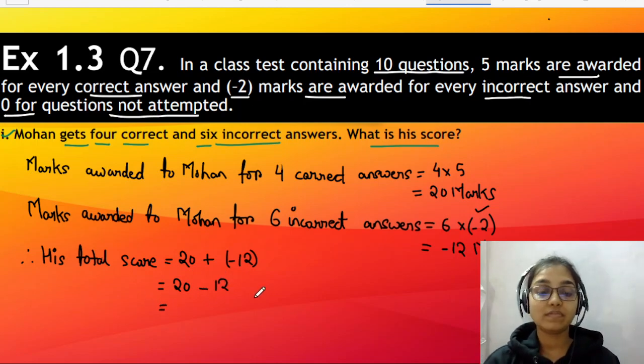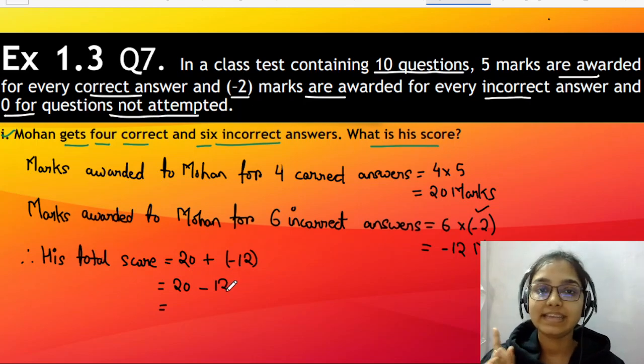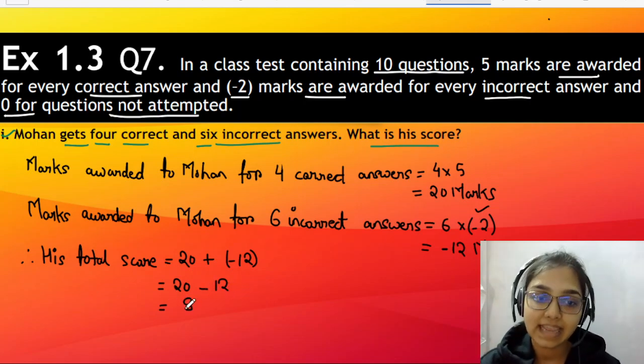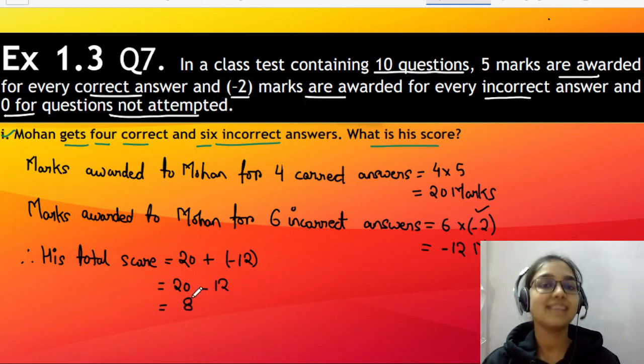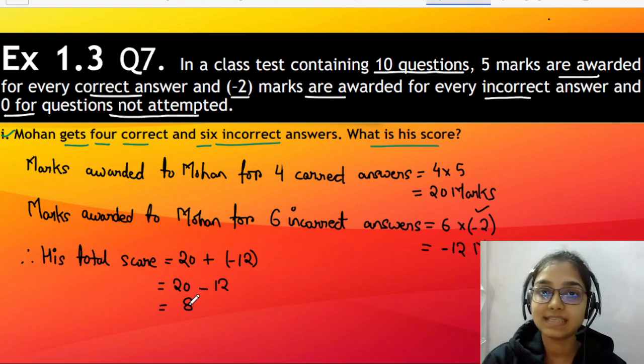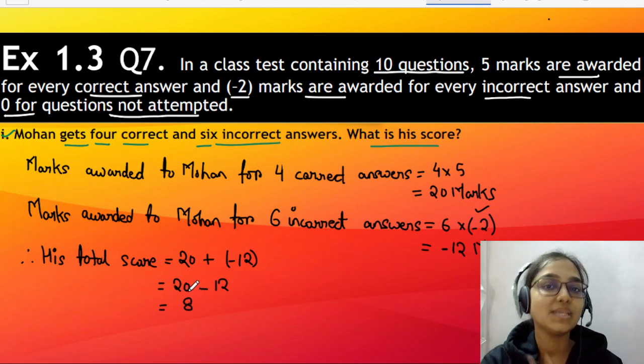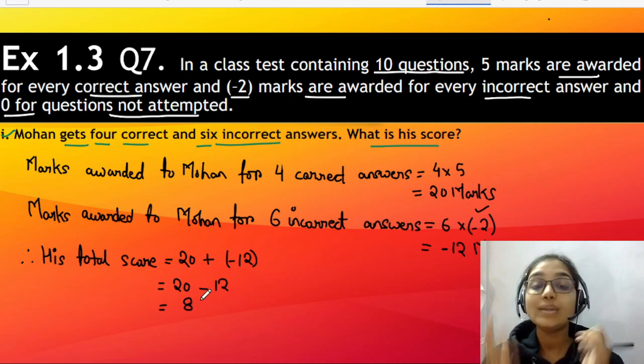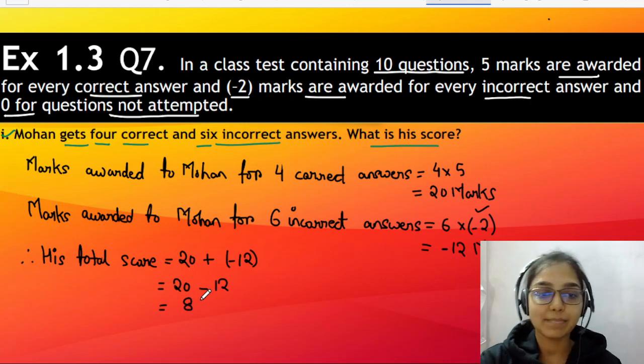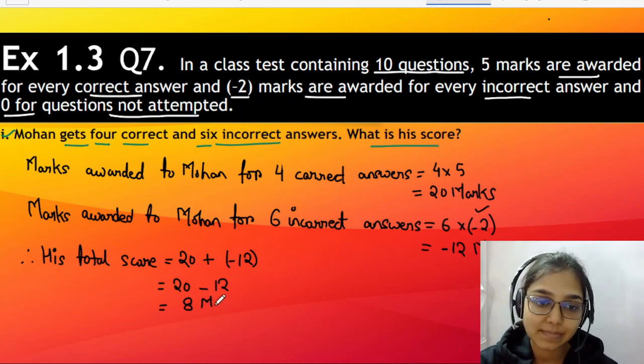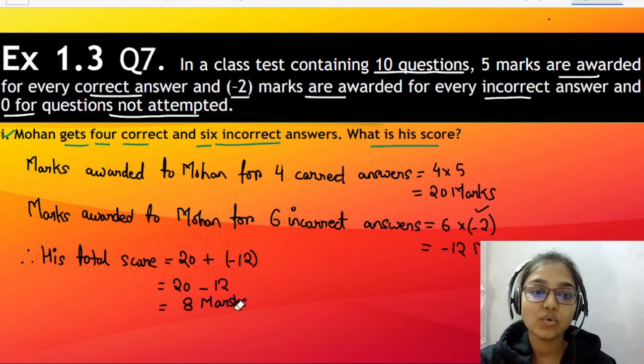20 minus 12. Why? Because plus 20 minus 12, and we know plus times minus is minus. So 20 minus 12 is 8, and the sign would be positive. Why? Because with the bigger number the positive sign is there, with the smaller number the negative sign is there. So while writing the sign in the final answer we will see which sign is with the bigger number. So it's going to be 8 marks and this will be our answer. His total score would be 8 marks.